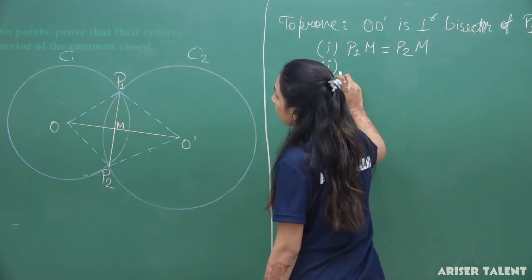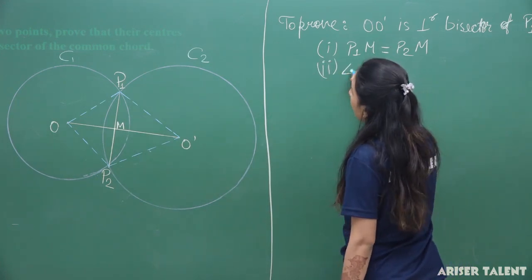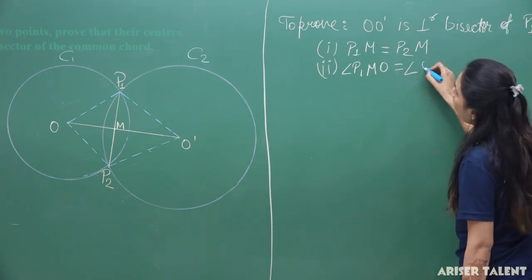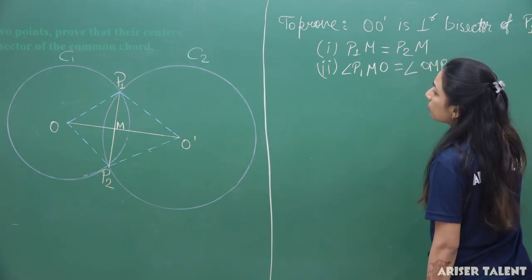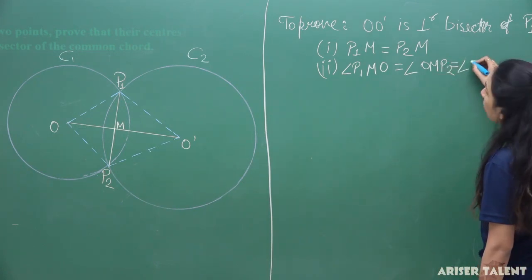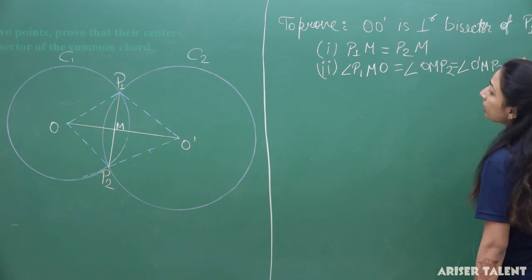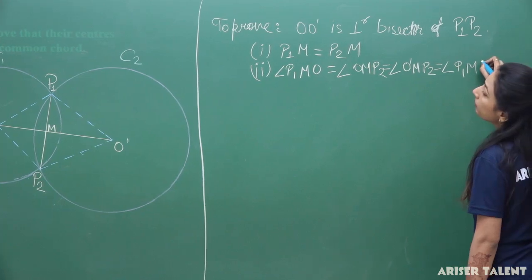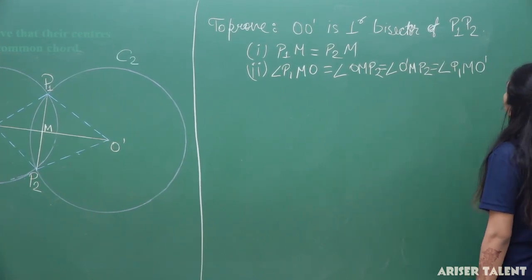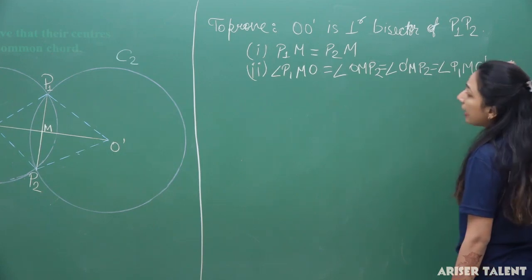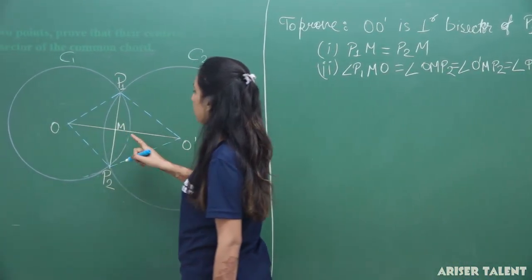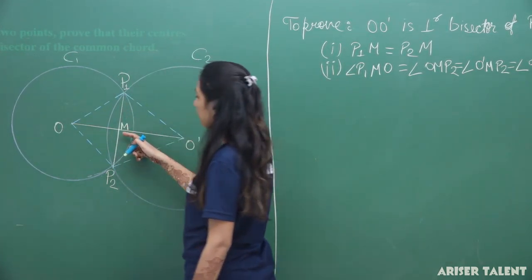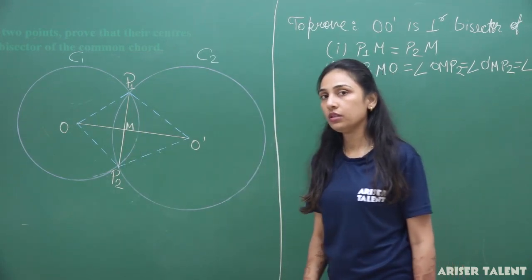And second, you have to prove that angle P1MO equals angle OMP2 equals angle O'MP2 equals angle P1MO' equals 90 degrees. These four angles are 90 degrees. One, this you have to prove. Second, this section P1M is equal to MP2. This you have to prove.